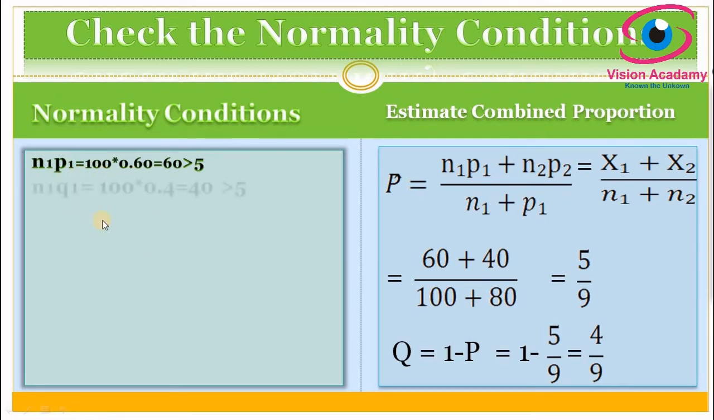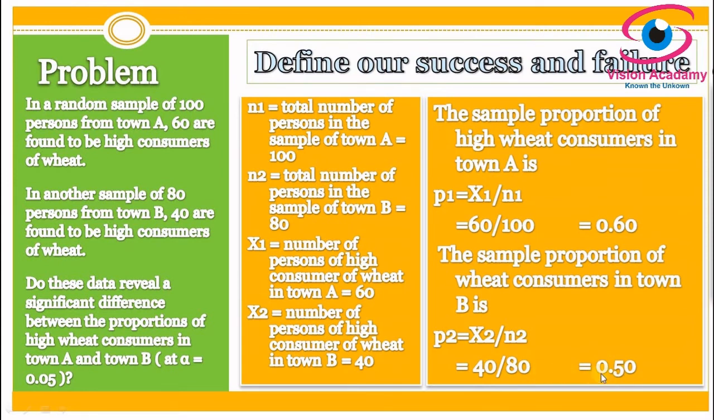Let us look into the other one, N1 Q1. From the same population 1, N1 is 100, as we know. To get Q, we have to subtract P from 1. Our P value is 0.60, so Q is 0.4. N1 Q1 would be 100 times 0.4 equals 40, which is also greater than 5. Then let us see N2 P2. In population 2, our proportion is 0.50. Just as we calculated, out of 80 samples, 40 are high consumers of wheat, that is 50%.